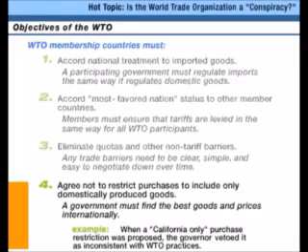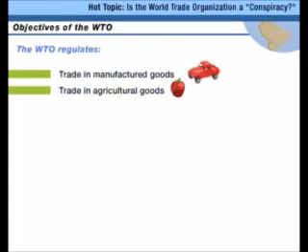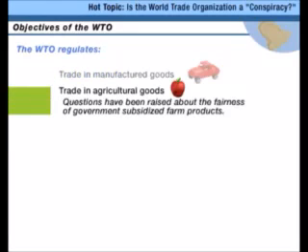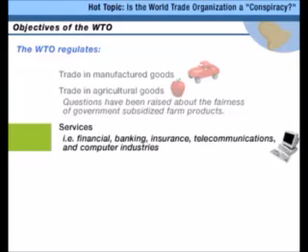Now, what kinds of trade does the World Trade Organization seek to regulate? All trade in manufactured goods. They want to regulate trade in agricultural products, but that's more sensitive because there are some countries that subsidize their farmers and don't want to stop, although other countries view these subsidies as unfair advantages for the farmers. Services. The World Trade Organization increasingly seeks to regulate services, that is, trade in financial services, banking, insurance, telecommunications, computer services, and so forth. Also, intellectual property.